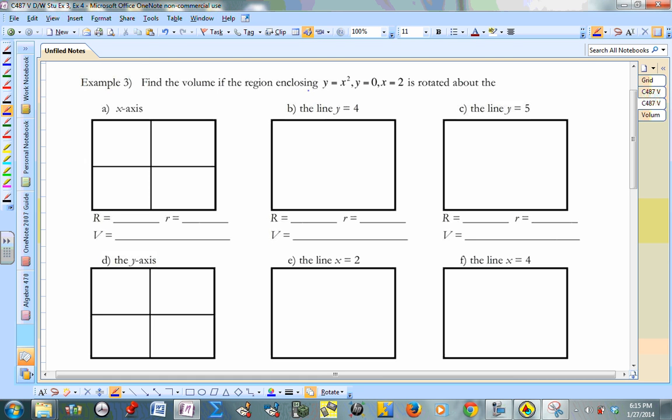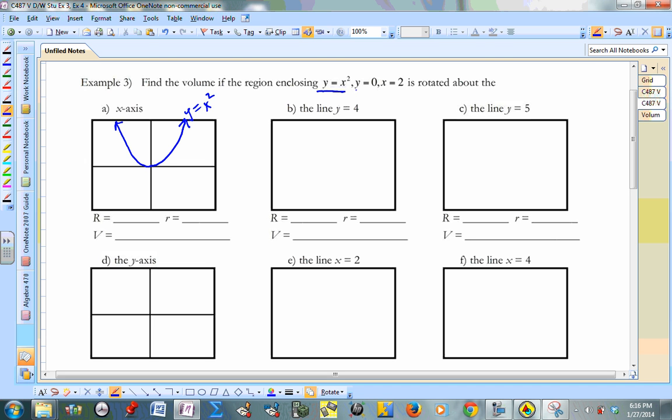Example number 3 says find the volume of the region enclosed by y equals x squared. Let's first go to our first graph and sketch a picture of y equals x squared. And then we'll get a parabola that goes to the origin. This is just a rough sketch, there's no grids. We're not going to be extremely accurate.